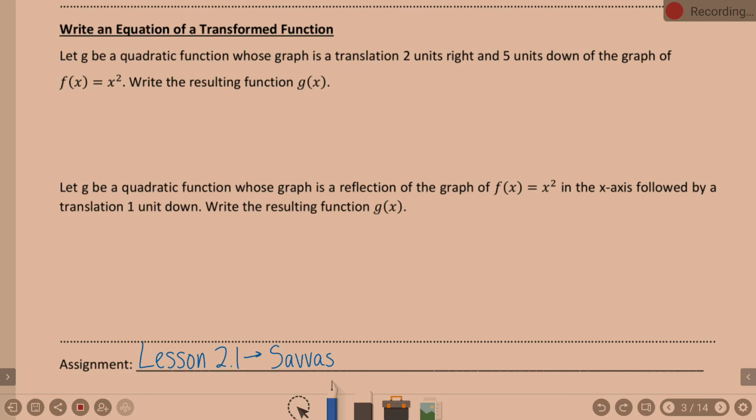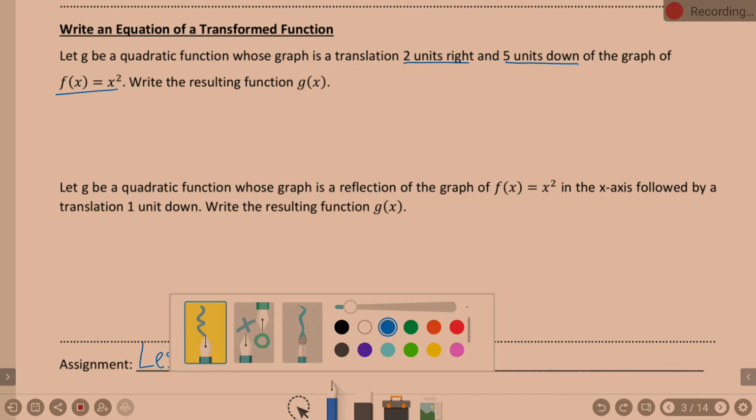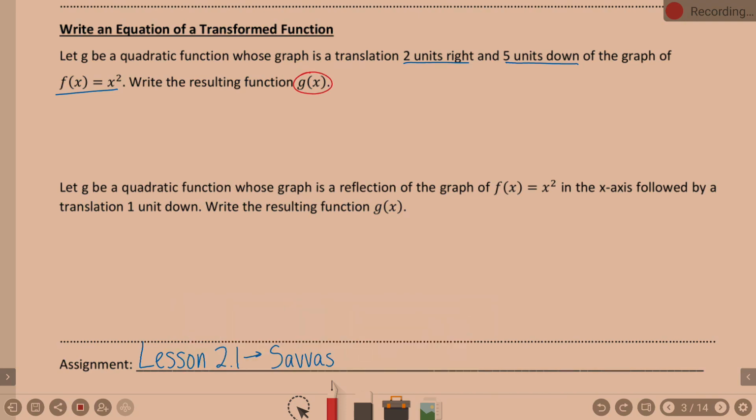We're writing an equation again. This one's a little different, though, because they're giving us the transformations. So, this says, let g be a quadratic function whose graph is a translation 2 units right and 5 units down of the graph f of x equals x squared. And then we're being asked to write the resulting graph, g of x. Okay. This kind of goes back to green paper.